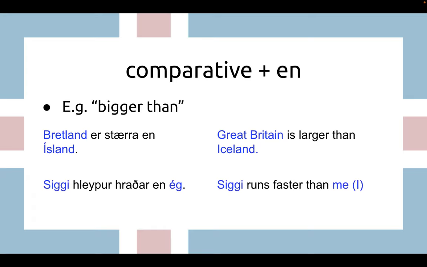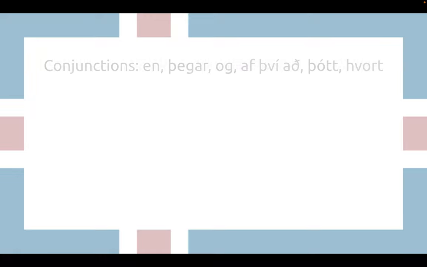Here's another example. Siggi hleypur hraðar en ég. Siggi runs faster than me, or Siggi runs faster than I. Again, you need to use ég in this situation in Icelandic because you need to have the nominative on both sides. So it would be incorrect to say Siggi hleypur hraðar en mig. That's not how comparatives work in Icelandic.